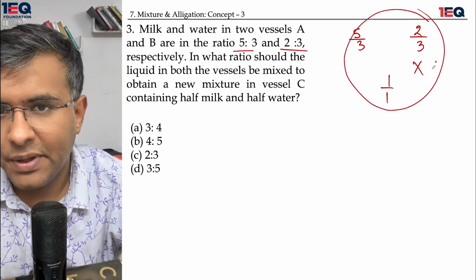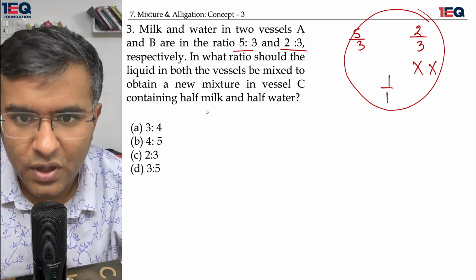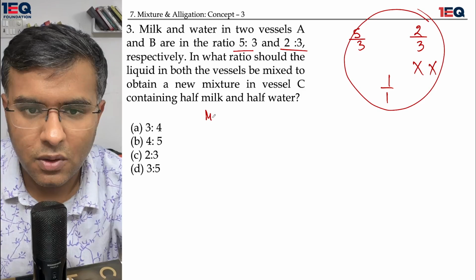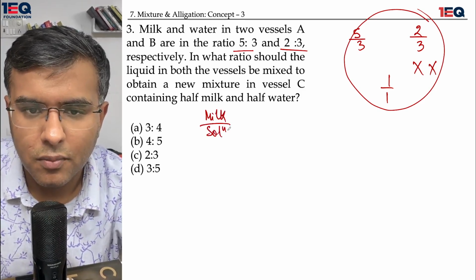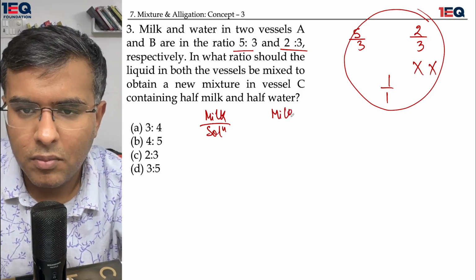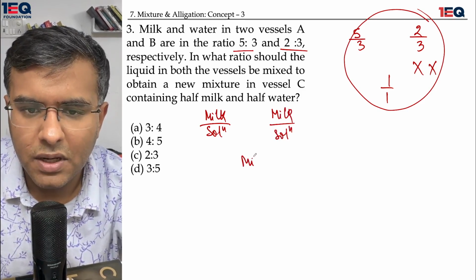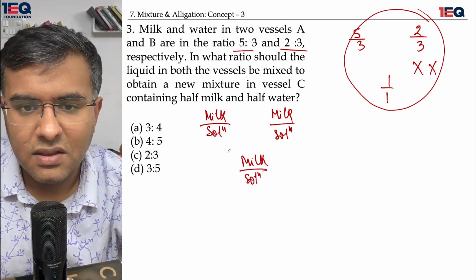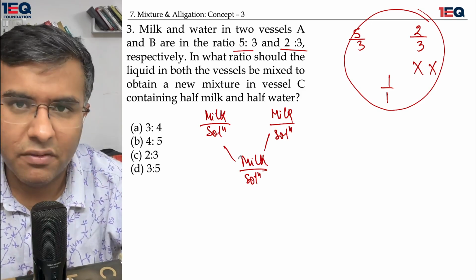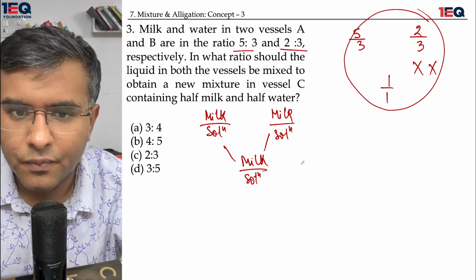This is the wrong method to go about it. You need to follow this method. You need to have milk upon solution, then milk upon solution, and milk upon solution. This is the alligation pattern that we will have to follow.